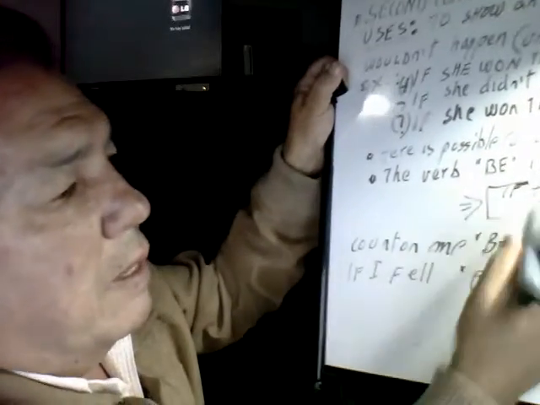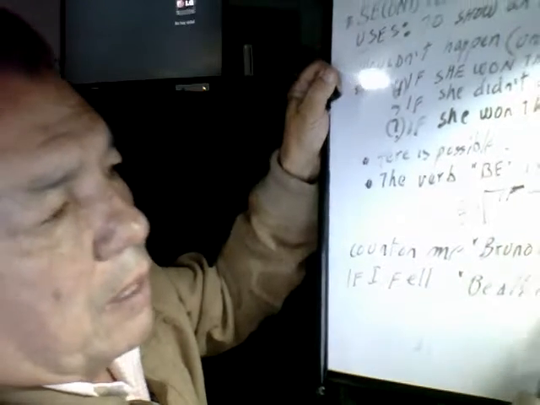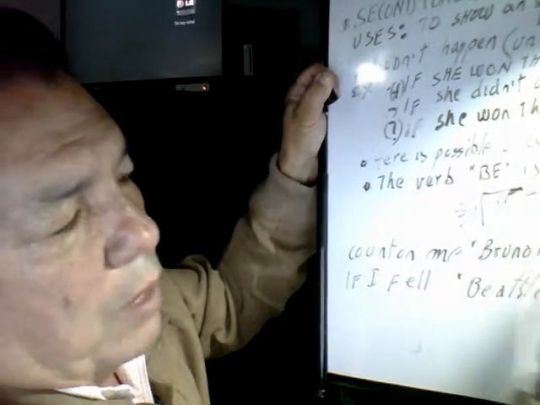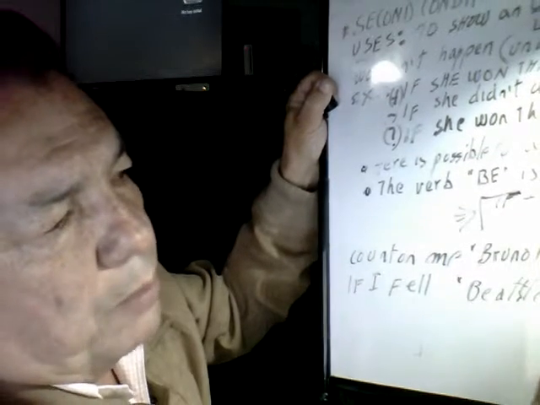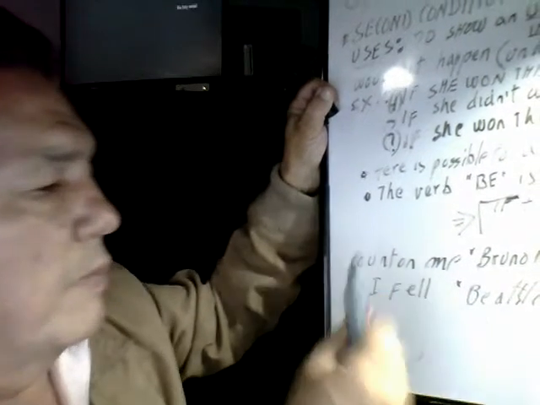Here we can find again the form: if plus past simple, comma, the subject pronoun, then would plus the verb in the simple form.